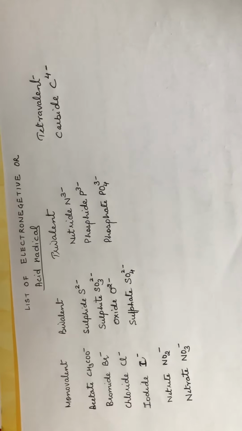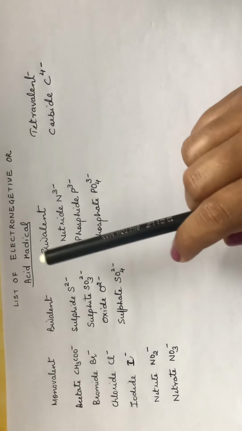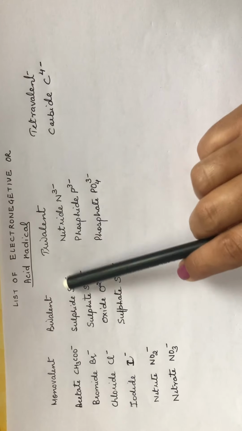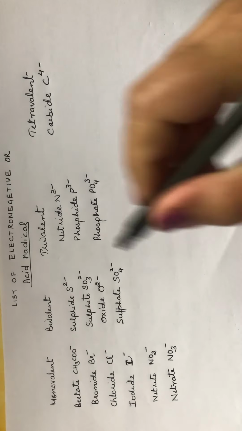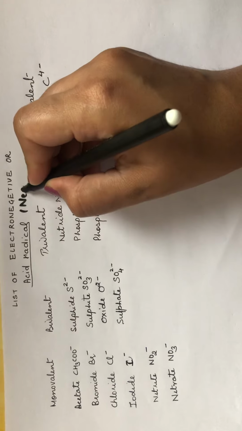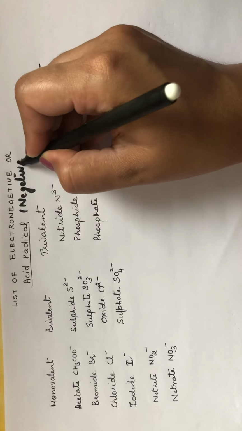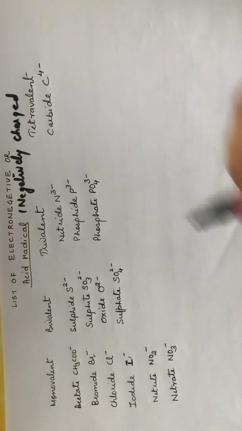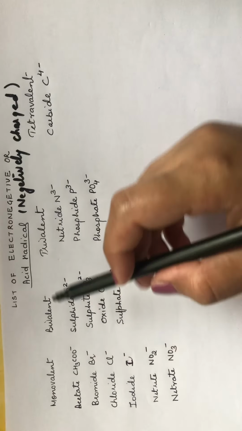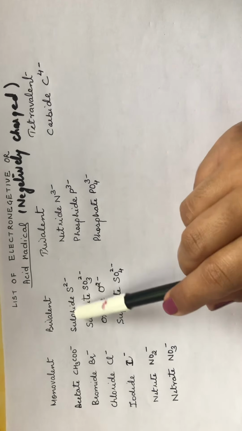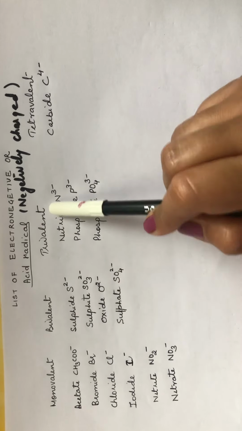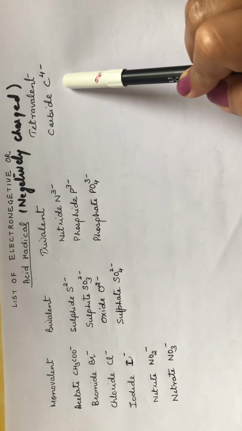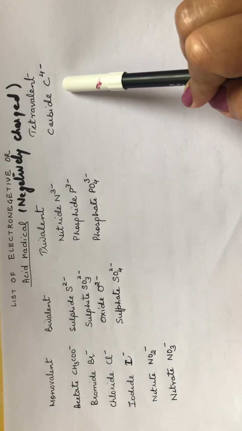Then there is a list of radicals having negative charge. So these are called acid radicals. So they have negative charge over them. So these are negatively charged. Monovalent are those which have one negative charge, bivalent are those having two negative charge, trivalent 3 negative charge, and tetravalent 4 negative charge. So these are some of the ions that we have to keep in mind for writing the chemical formula.